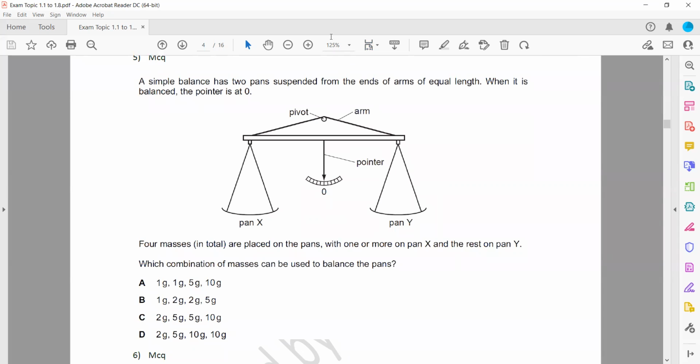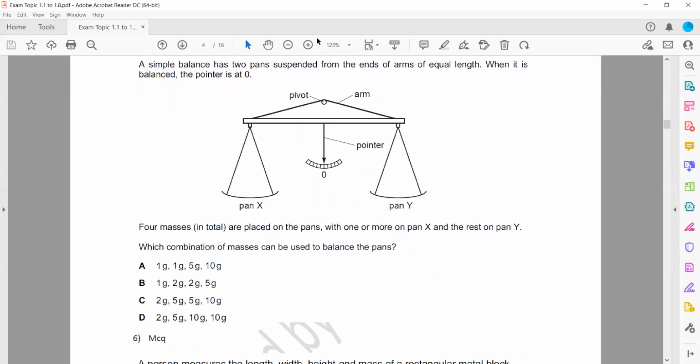A simple balance has 2 pans suspended from ends of equal length. Which combination of masses could be used to balance? We should have an equal amount of mass on the right and left-hand side. If I select option B, you can see 1, 2, 2, and 5. If I add 1 gram, 2 gram, and 2 grams here, the total mass will be 5. And if I place 5 grams on the other side, the balance will be there.